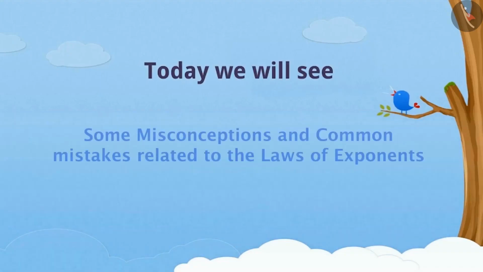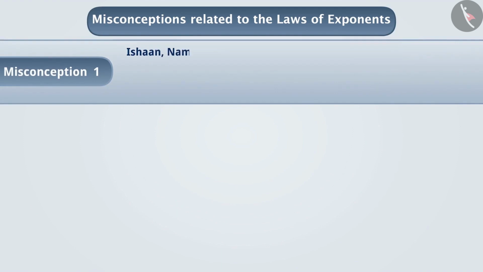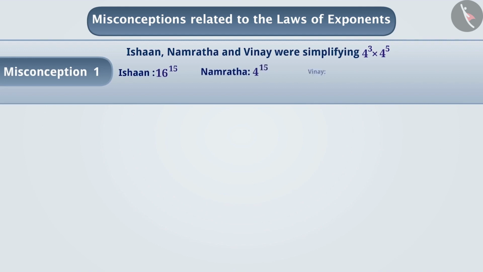Today, we will see some misconceptions and common mistakes related to the laws of exponents. Misconception 1. Ishan, Namrata and Vinay were simplifying 4^3 × 4^5. Ishan got 16^15, Namrata got 4^15, and Vinay got 4^8. Find out who got the correct answer.